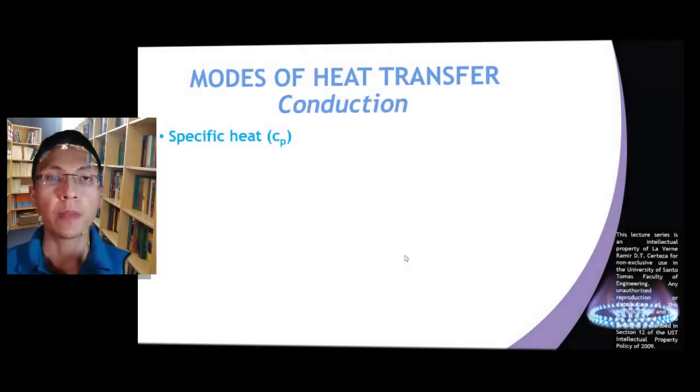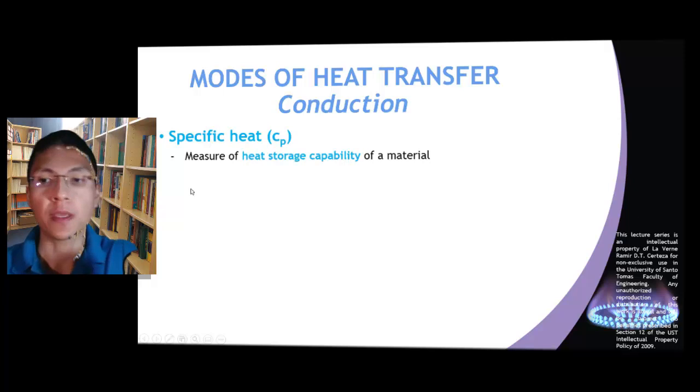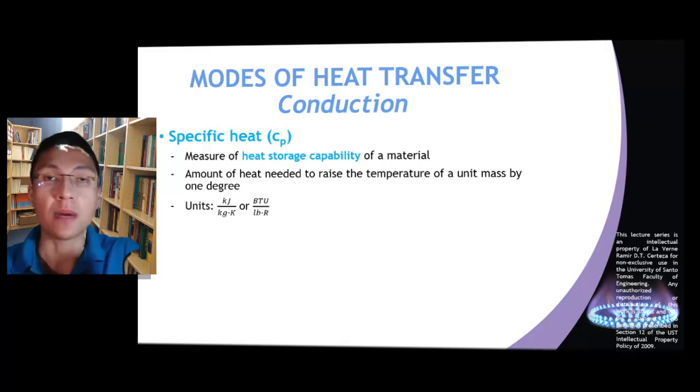Another important thermal property is the specific heat, which is denoted by C sub T. It is basically a measure of how efficient a material can store thermal energy. It is mathematically defined as the amount of heat needed to raise the temperature of a substance by 1 degree. Now you may ask, why is it necessary for us to determine the heat storage capability of a material?